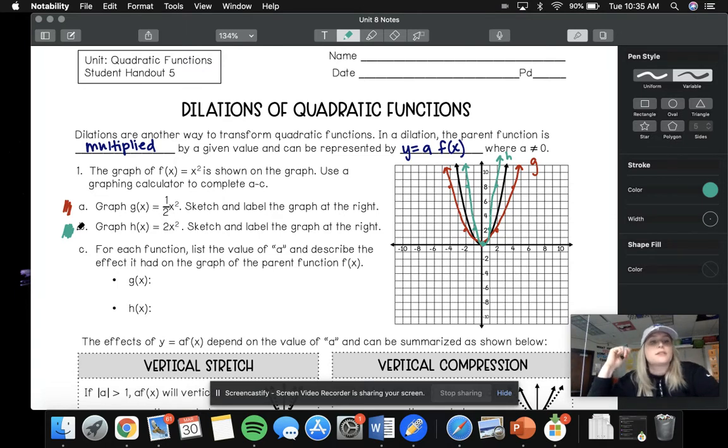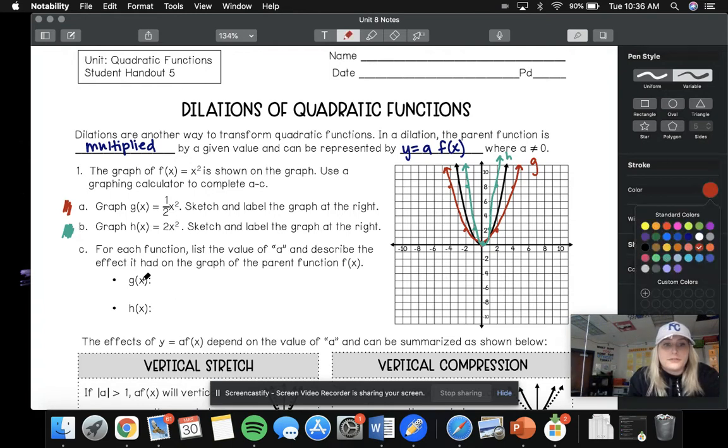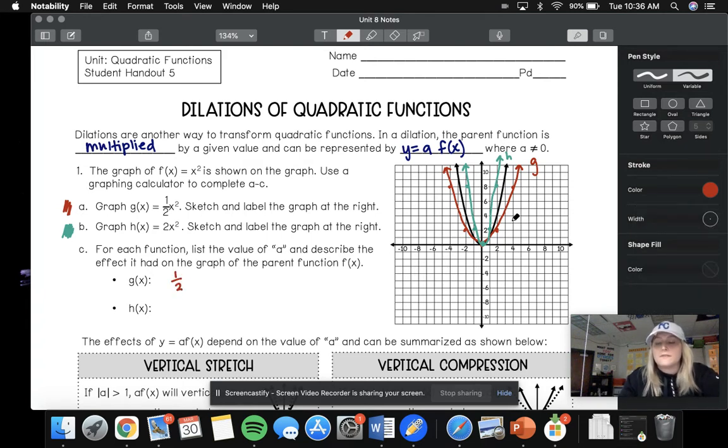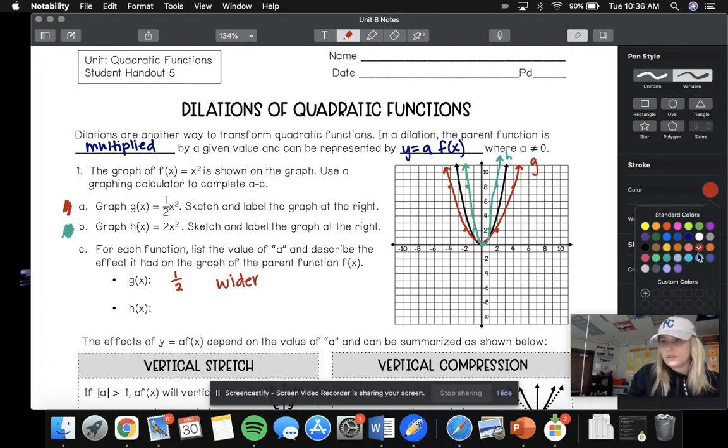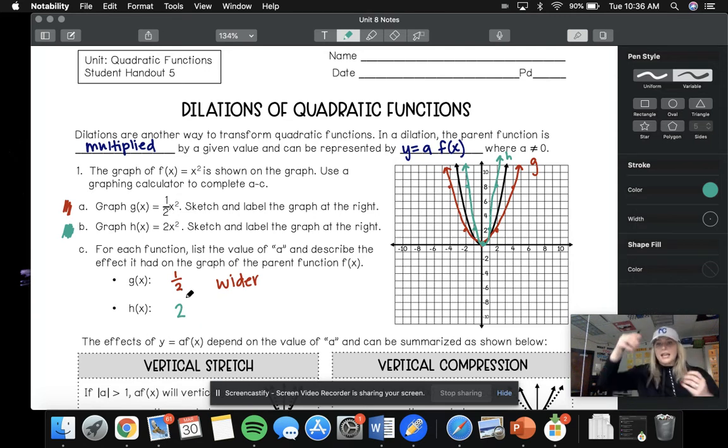Okay. So it says for each function, list the value of a and describe what happened to your graph from the parent function. For the first one, it was red. For g of x, the a value was 1/2. If I look at 1/2 compared to the parent function, it looks like it got a little bit more wide. So I'm just going to say wider. Then for h of x, the a value was 2, and it looks like from the parent function, it got skinnier or narrower.